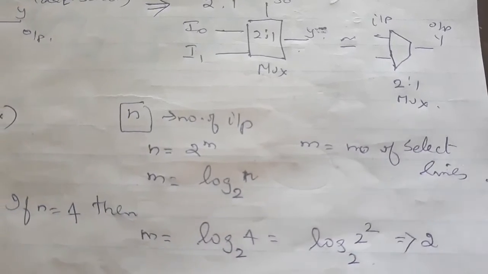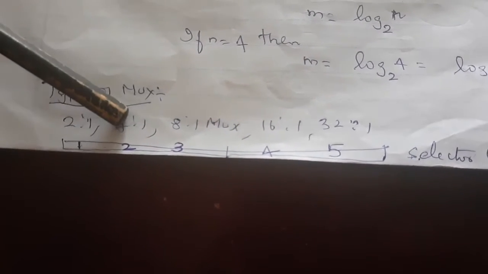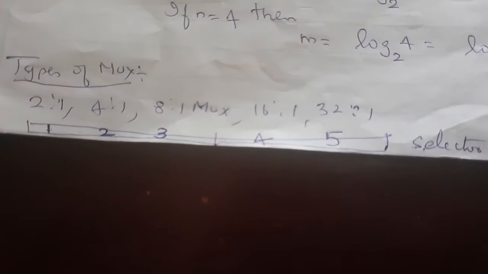The types of MUX available are 2 to 1, 4 to 1, 8 to 1, 16 to 1, 32 to 1. We can make a combination around it. Suppose I want to make an 8 to 1 MUX, I can use two 4 to 1 MUX. If I want to make a 16 to 1 MUX, I can make a combination of two 8 to 1 MUX, or four 4 to 1 MUX. Like that, the combination can be made.